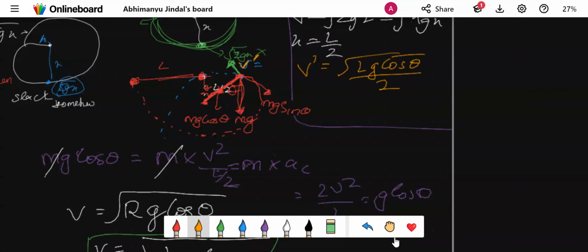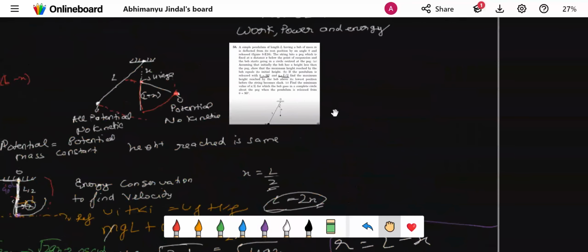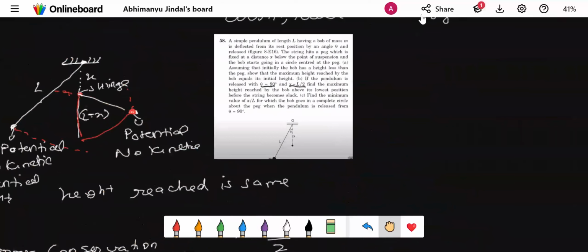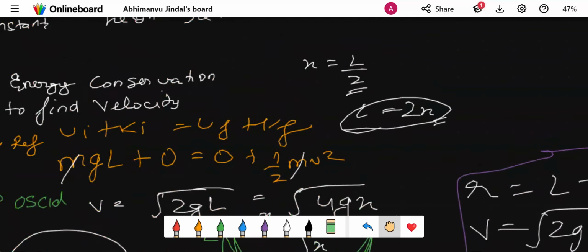Now, one thing to worry about is, as you know, it's going to slack here, right? And our goal is to find, wait, what was the question? This question is so lengthy. Find the maximum height reached by the bob before the string becomes slack.